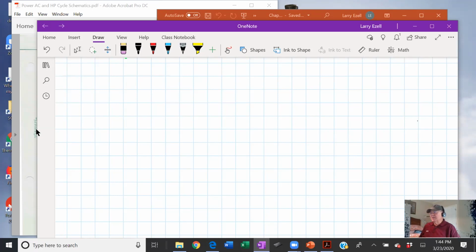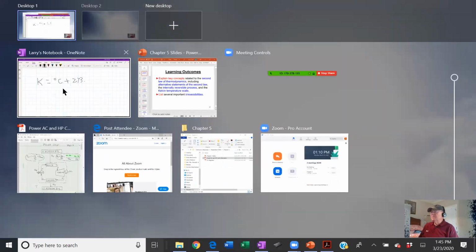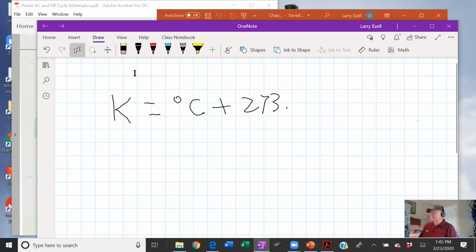I was just going to write down the Kelvin temperature. All right, got to select a pen, Larry. K, we don't put a degrees symbol after it. I don't know why. K is equal to degrees C plus 273.25 or 15. I can't remember which it is. But we use just 273. That's fine. And when you're dealing with the second law, you'll need to use absolute temperatures like Kelvin, sort of like working with ideal gases.